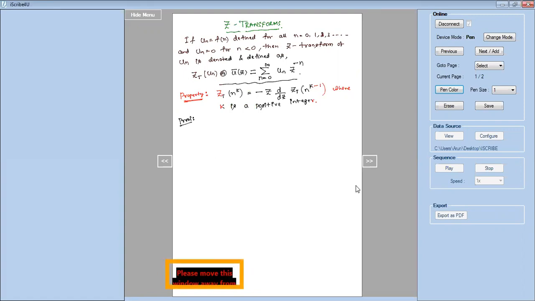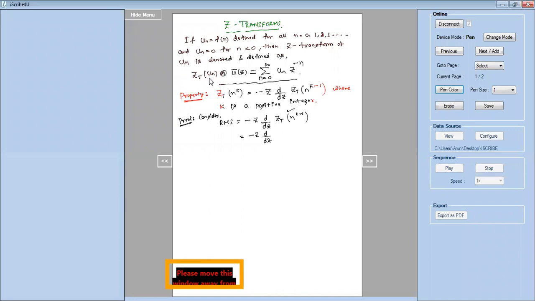So to prove this property, I'll consider the right hand side. Consider RHS equals minus z into d by dz of Z transform of n power k minus 1. Now this is equal to minus z into d by dz of, for this term I'll apply the formula of Z transformation. This formula I'm going to use.